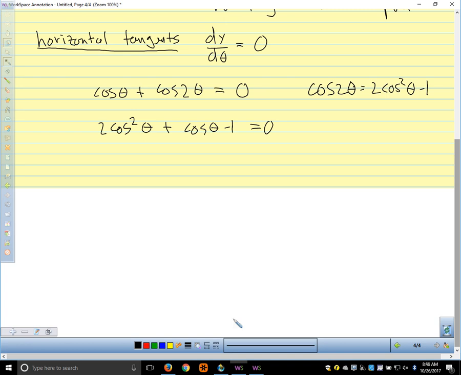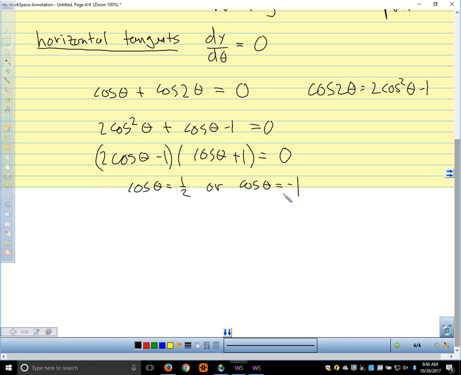Let's continue. So what do we do here? Now we can factor. And yes, you do need to know how to factor. So we factor that nicely: 2 cosine theta minus 1, cosine theta plus 1 equals 0. So this tells us that cosine theta equals 1/2, or cosine theta equals -1.